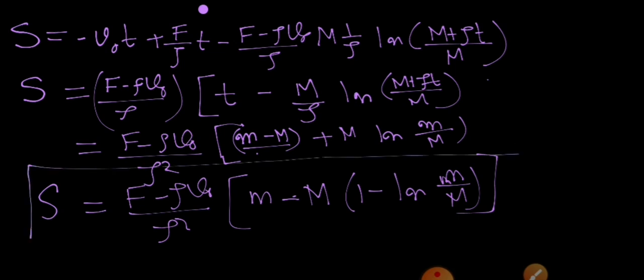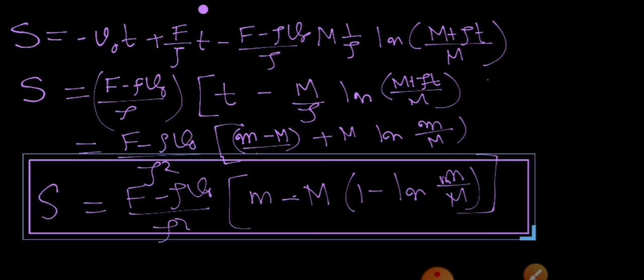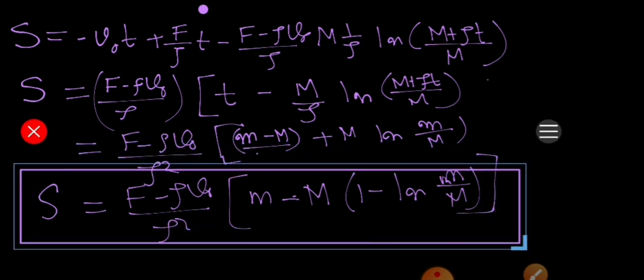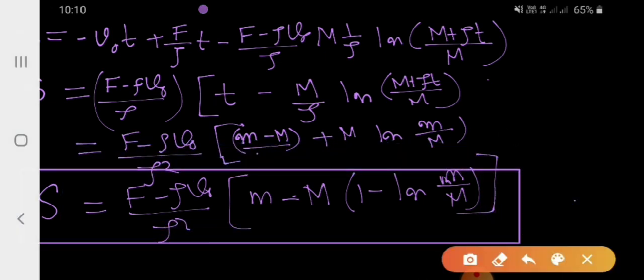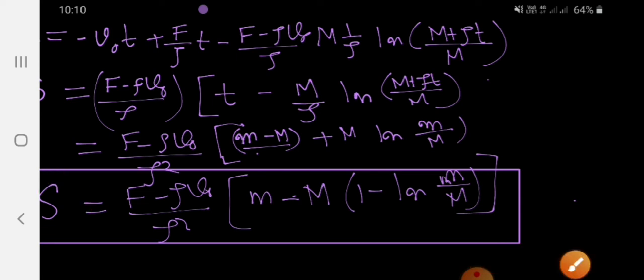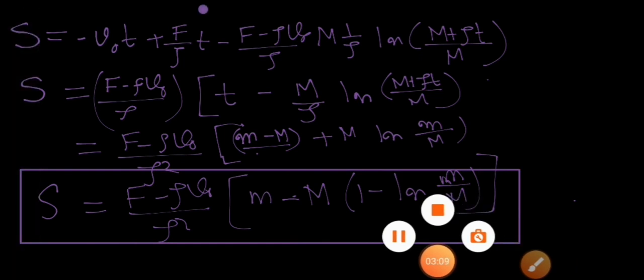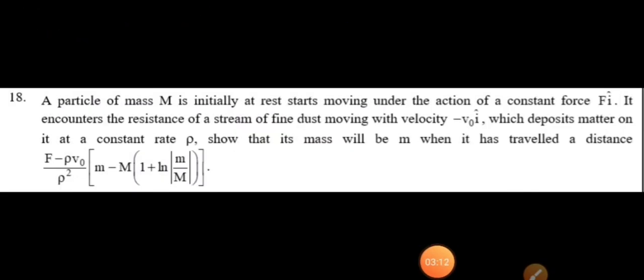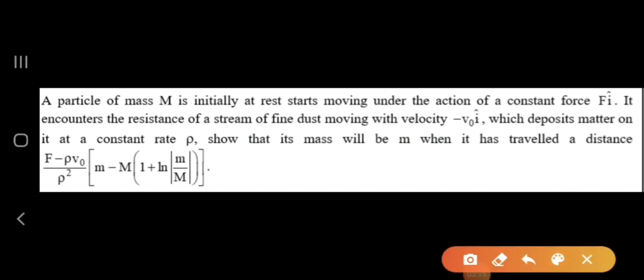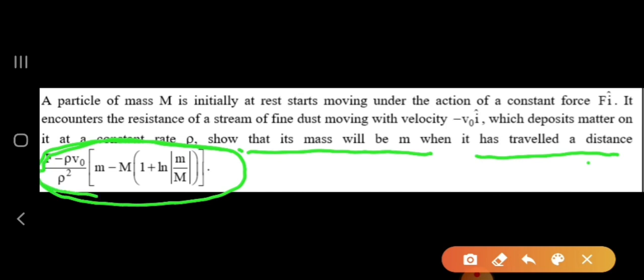So after this much displacement, the body's mass will be converted from capital M to small m. The dust particle is accumulated. So this mass was capital M, and it gets converted into small m after a displacement of s. Now let's check what the question was asking. Let's refer to the question once. The question was telling that after a displacement its mass will be small m when it travels a distance of this much. This is the travel distance.